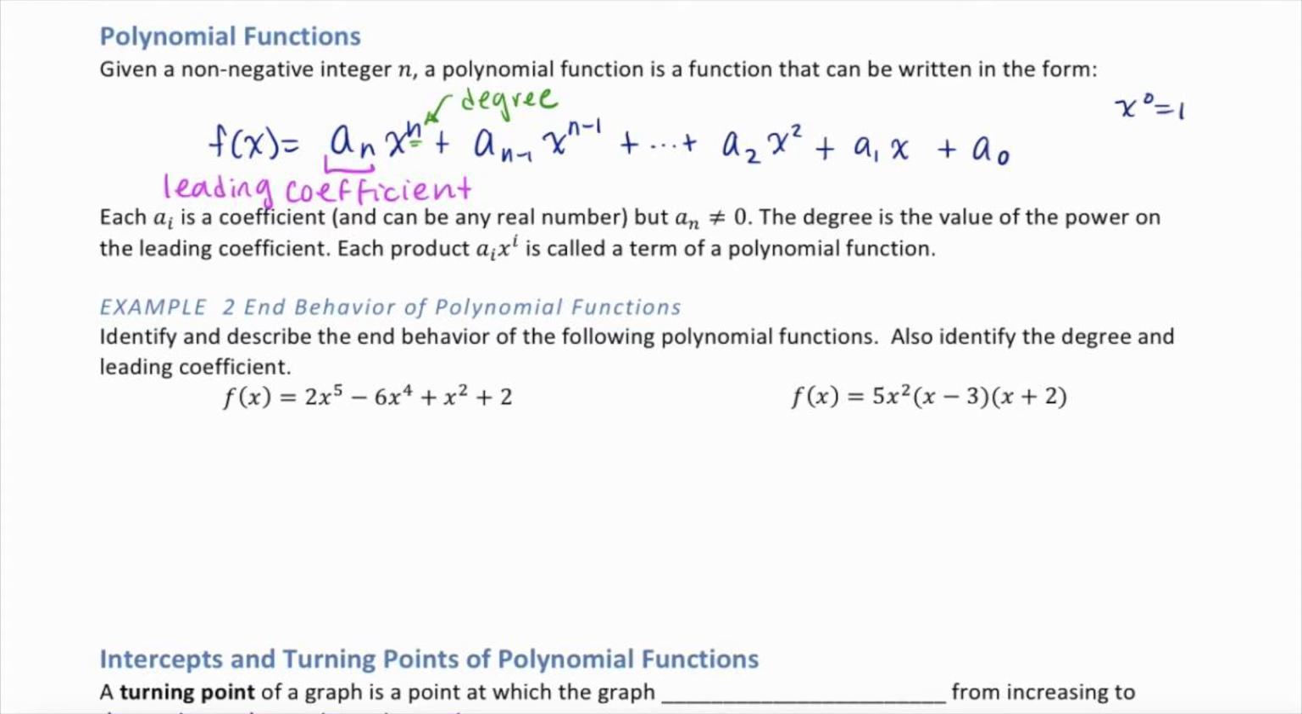So the leading coefficient is 2. The degree is 5. Since the degree is 5 and this leading coefficient is 2, this is like our k. So this tells me that k equals 2 and is greater than 0. So our graph is going to look something like this.